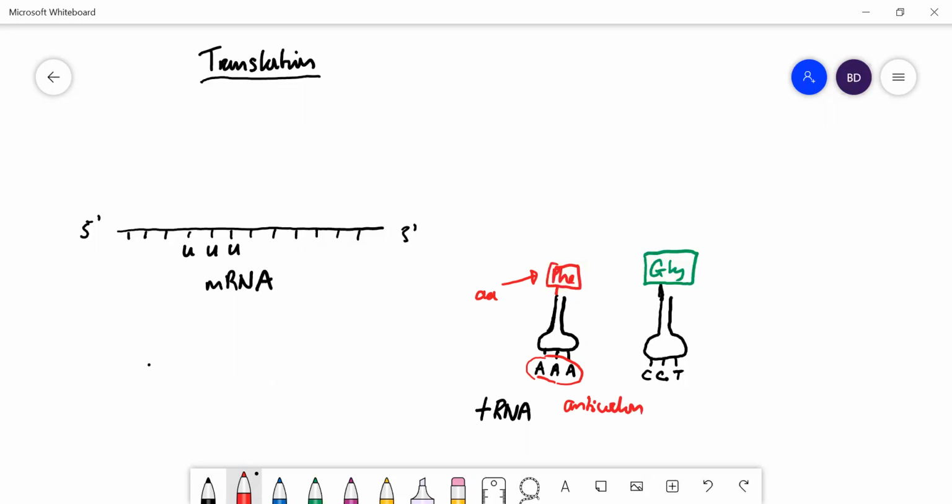Right? And we can see a different amino acid there. We've got glycine, and it will have a different 3 base sequence there. CCG, that's the anticodon for glycine. So we have these transfer RNA molecules, piece of RNA in a loop like that with an anticodon at one end and the amino acid at the other end.